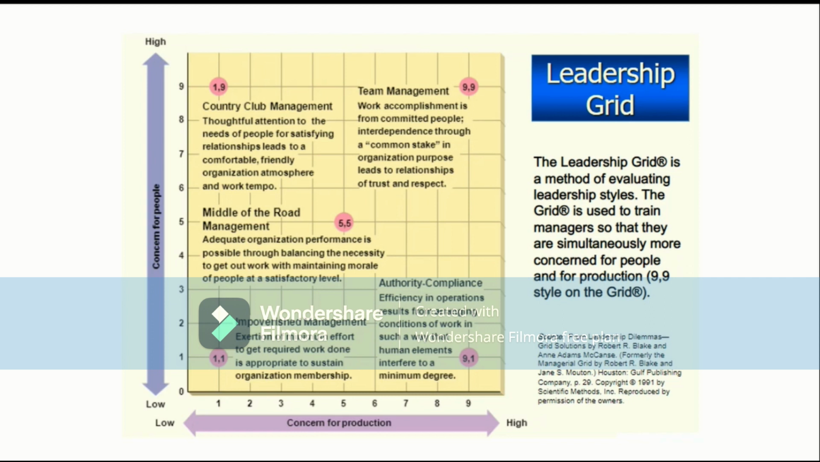Thoughtful attention to the needs of people for satisfying relationships leads to a comfortable, friendly organization atmosphere and work tempo. And the ideal case is where the concern for production is high and the concern for people is also high. It's team management. The work accomplishment is from committed people. Interdependence through a common stake in organization purpose leads to relationships of trust and respect.